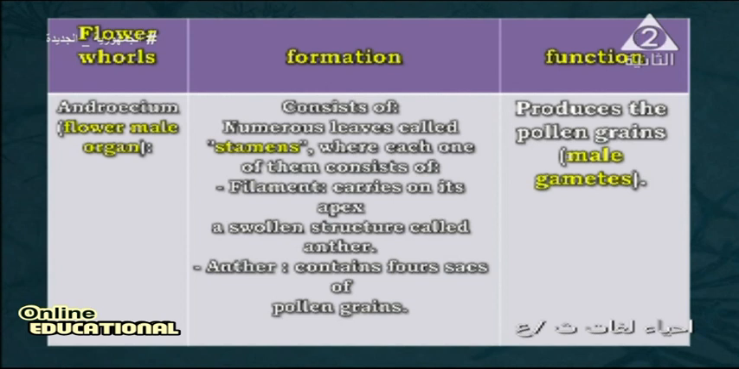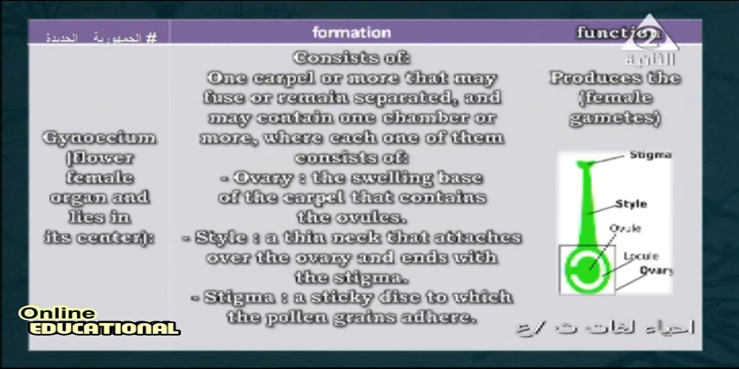Androecium consists of numerous leaves called stamens, where each one of them consists of a filament carrying on its apex a swollen structure called anther. This anther consists of 4 sacs, and each one of these 4 sacs contains pollen grains. What is the function of pollen grains? Produce the male gametes.